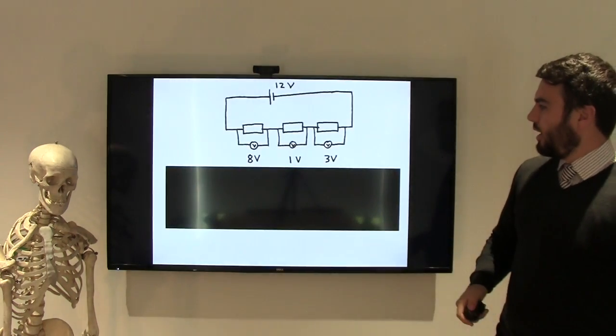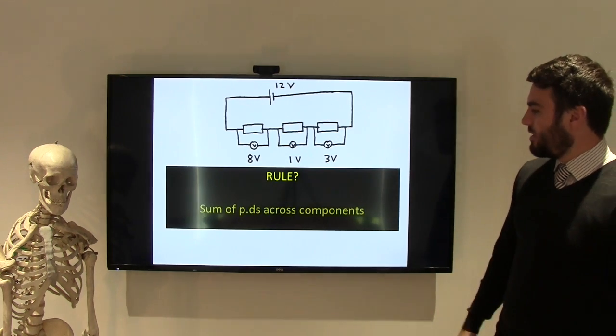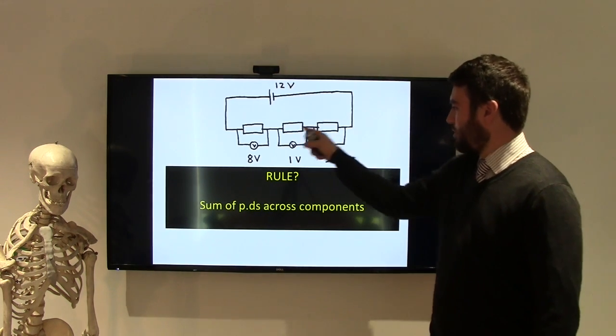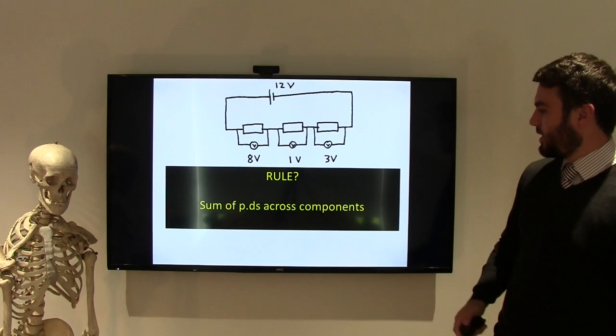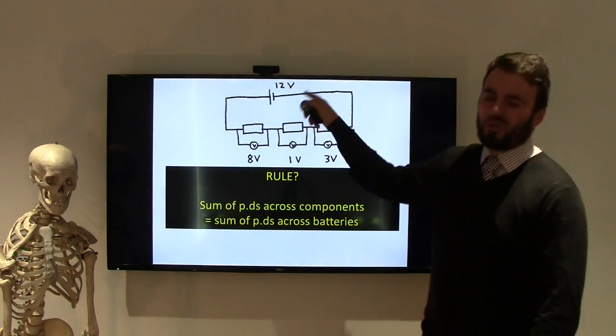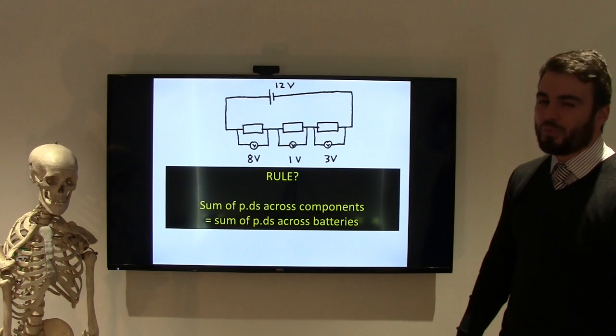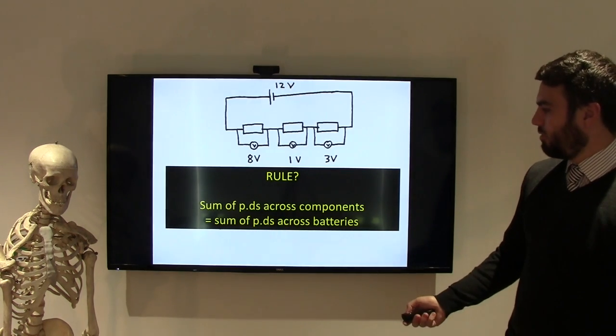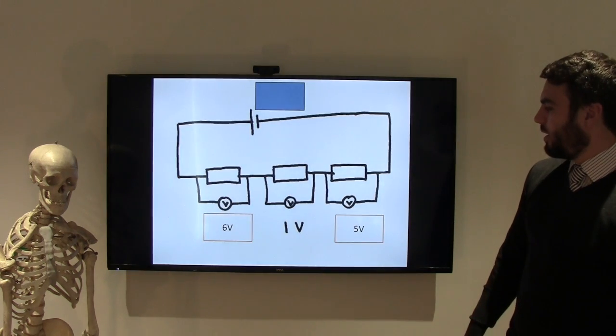Okay? Let's look at this. If I put that in a rule, I would say the sum of the potential differences across the components, 8 plus 1 plus 3 in this case, equals the sum of the potential difference across the batteries, because of course I could have more than one. Okay, usually we just have one, so it's easy. Learn it. Next one.